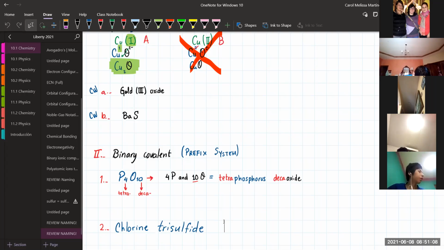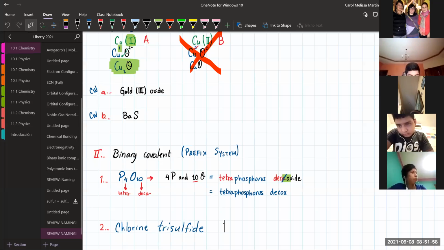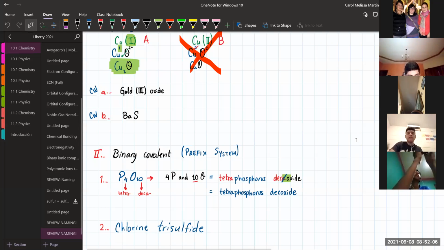But remember, there is a rule that says that if the last letter of the prefix and the first letter of the anion are vowels like A and O, you need to drop the A. So in the end, the name of this compound will be tetraphosphorus decoxide, not decaoxide, decoxide. Tetraphosphorus decoxide will be the final name for that compound.